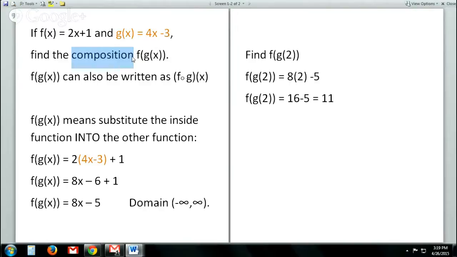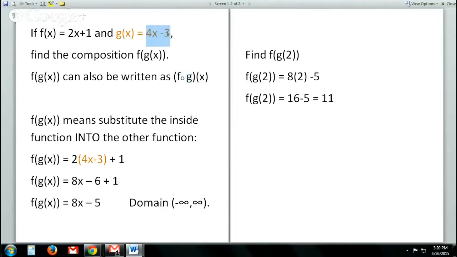And what it means is we're going to take the one that is inside, in this case it's g, and we're going to substitute it into the other one. When it's written this way, it's the one that's at the back that we substitute into the one that's in the front. So a composition means substitute one of the functions into the other one. The thing that is inside goes into the other one.